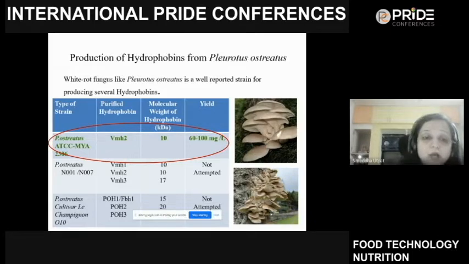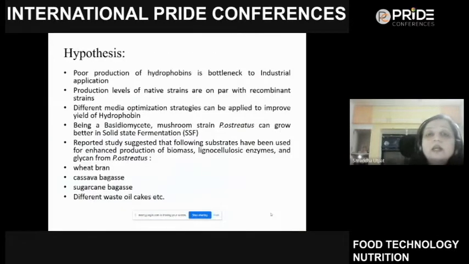But for VMH1, VMH3, POH1, 2, 3, and FBH1, there are no reported studies of attempts made for improving the yields. So, looking at the applications of hydrophobins and selection of the organism, we went on to study the levels of yields which are achieved by isolation of hydrophobin from these different fungi, and we found that there is very poor production of hydrophobins, and it is the bottleneck of industrial application of the protein.